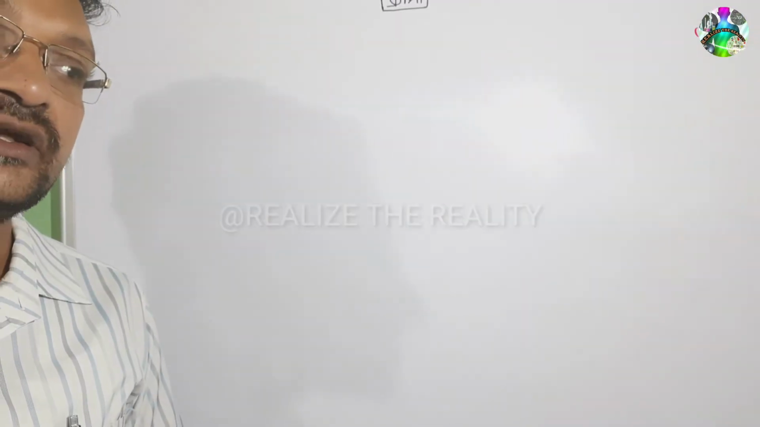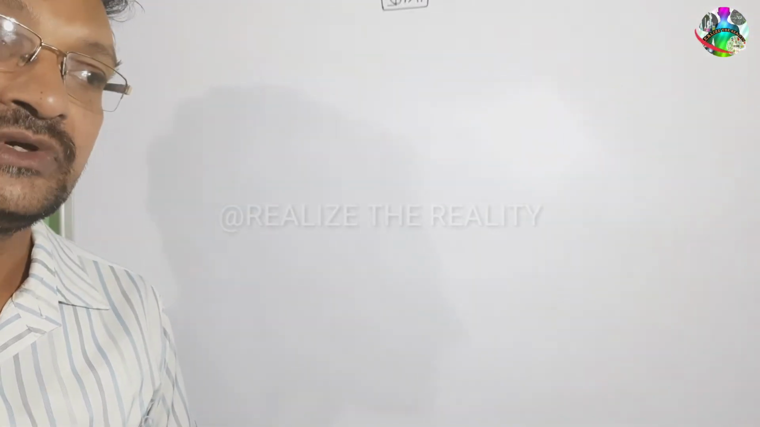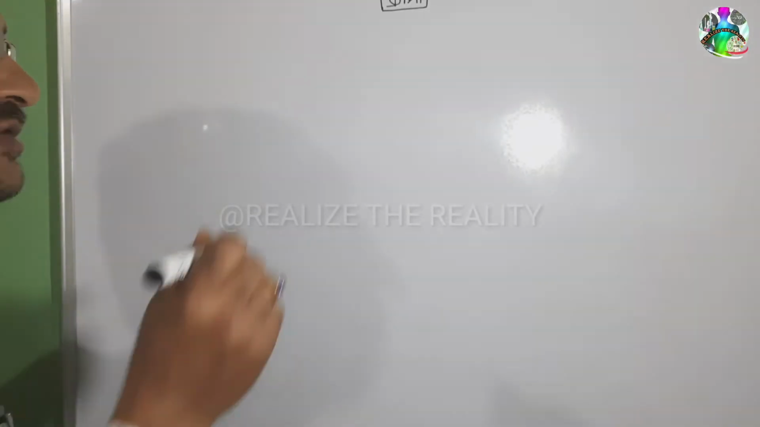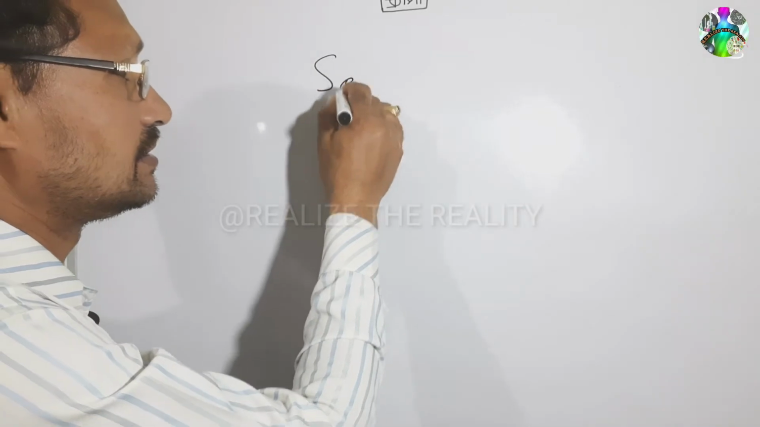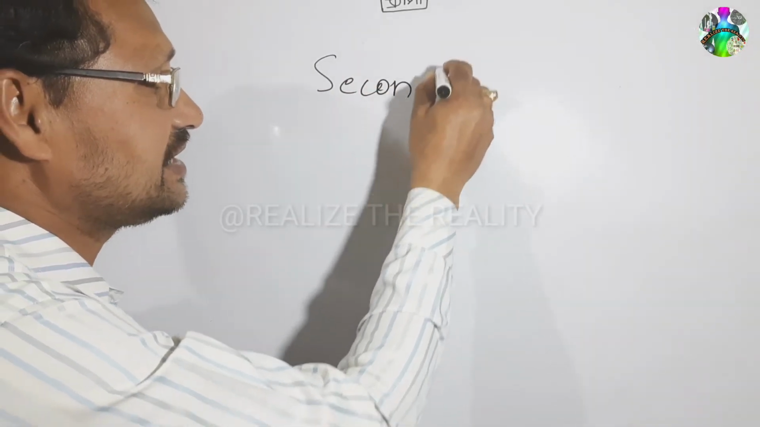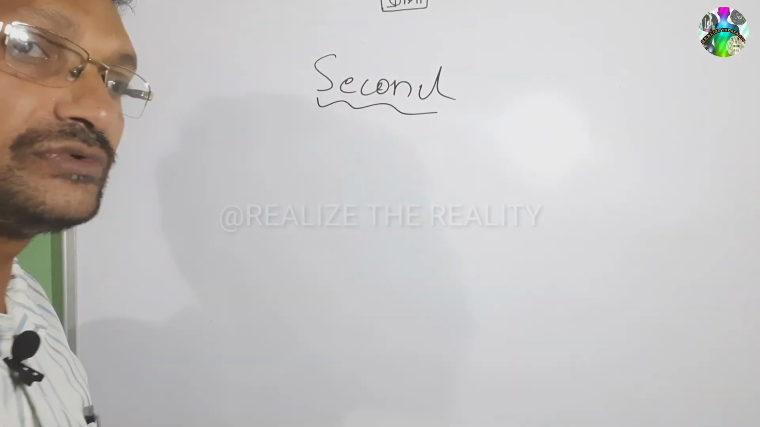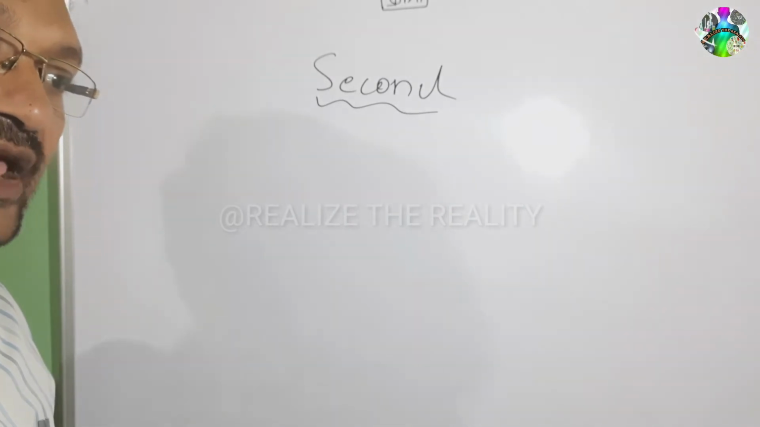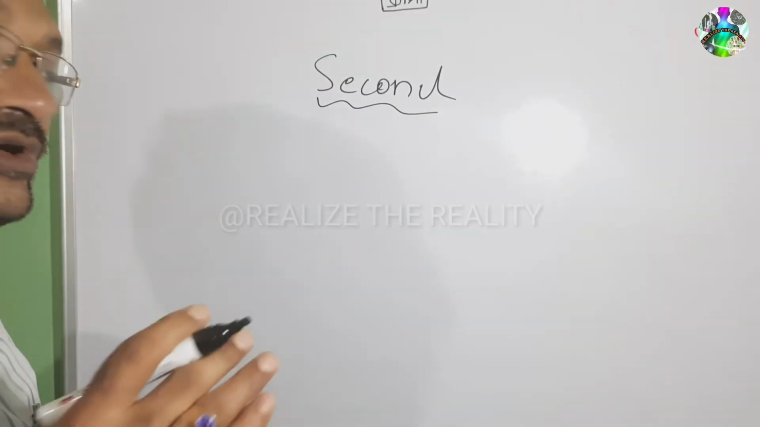Okay children, now let's start measurement of time. What is the standard unit we use to measure time? The standard unit for measurement of time is the second. So what is 1 second? That we do not know actually. We are habituated to speak of time as second, minute, hour. But what is 1 second?